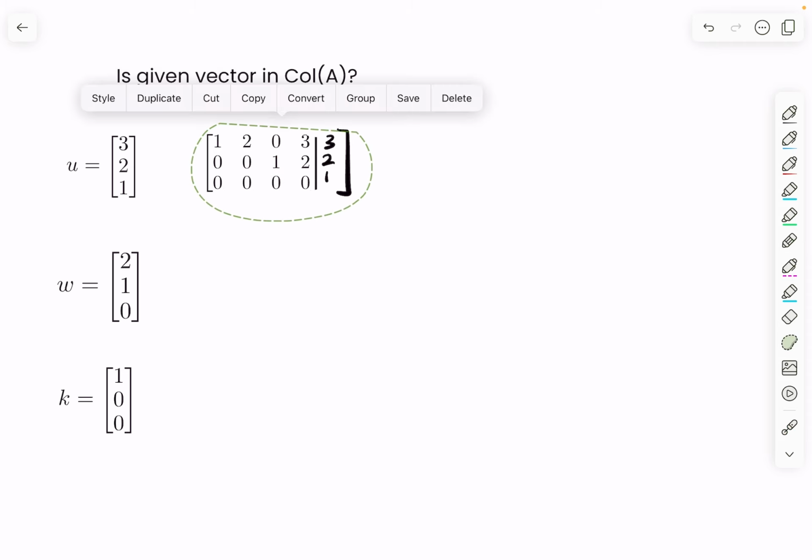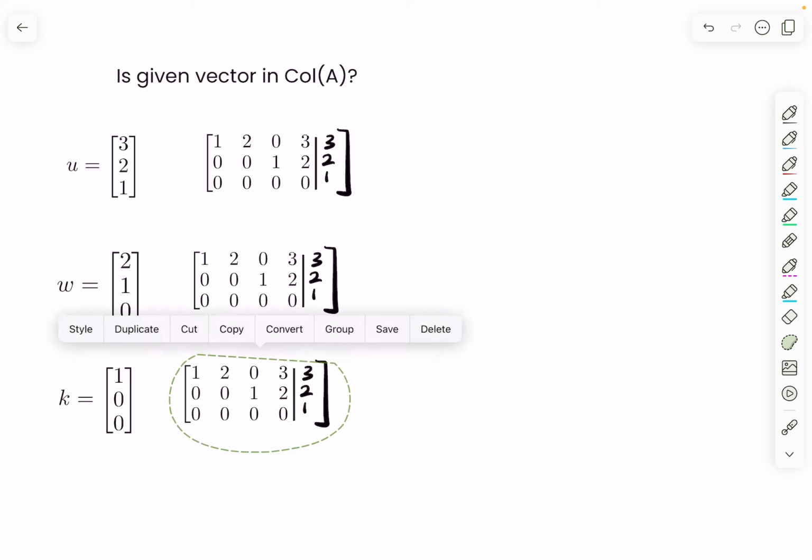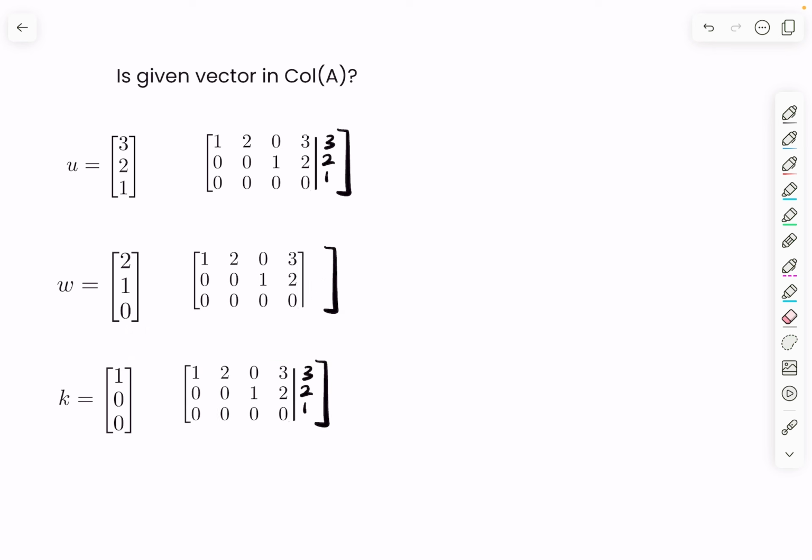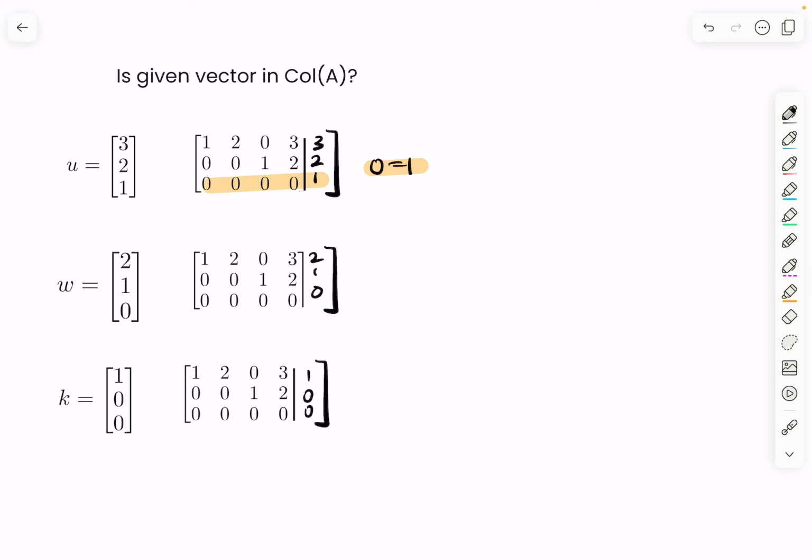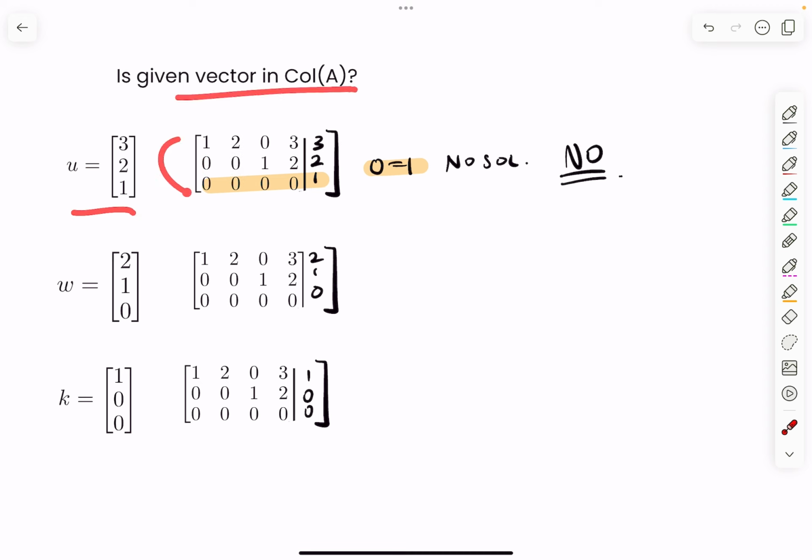So ideally, for any of these vectors that they give me, all I have to do is plug it in right here. So this would be 2, 1, 0, and this would be 1, 0, 0, and just make some conclusions about it. For example, here I see 0 is equal to 1. That's not true. So that means there's no solution for the system, meaning there are no possible x variables that will combine with these vectors to give you this vector u, or in our formula b. So no, this vector u is not in the column space of A.